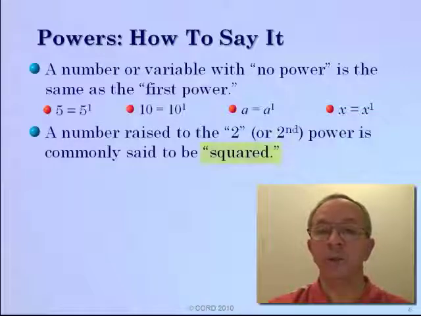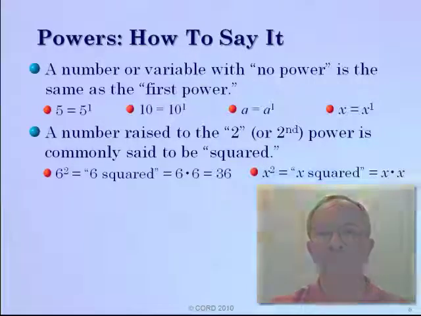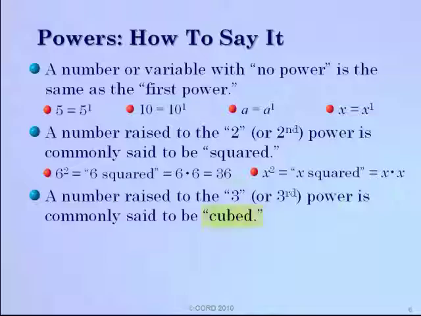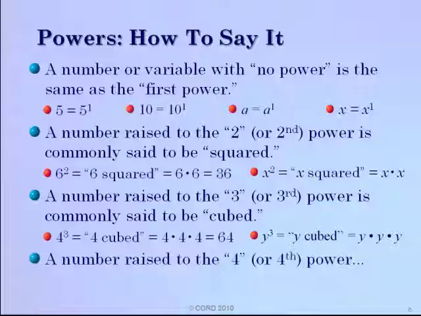A number raised to the 2 power, we say, is squared, right? So we have 6 squared or x squared. A number raised to the 3rd power is commonly said to be cubed, and so we'll have 4 cubed or y cubed. And a number raised to the 4th power would be like 7 to the 4th, and we'd say z to the 4th power.